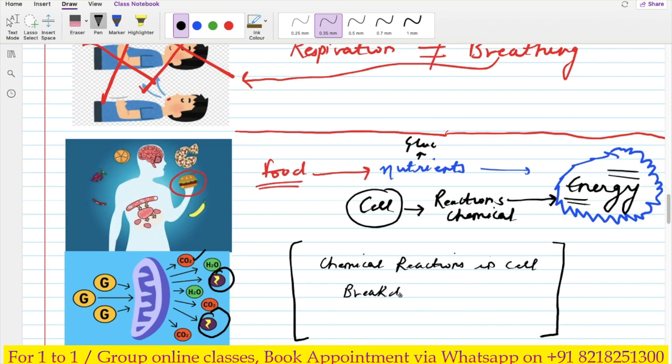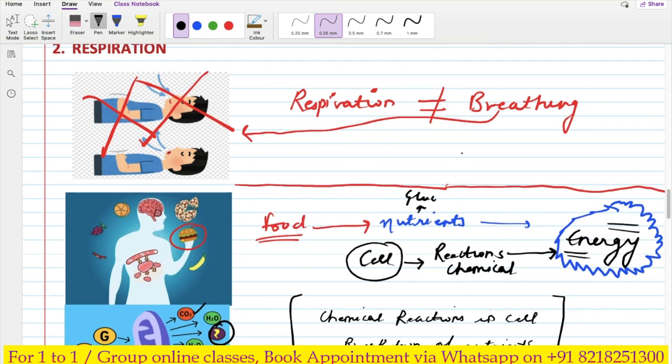a breakdown of nutrients, and in this process, what is released? Energy is released. This is the definition, and this is the concept. Some chemical reactions in the cell break down the nutrients to release the energy. This is respiration.